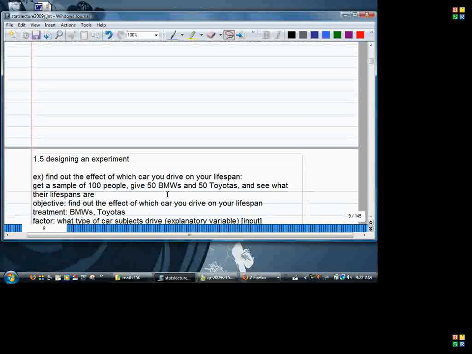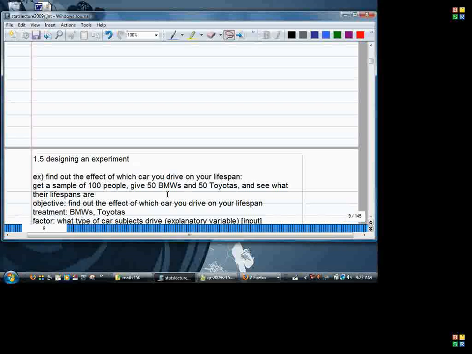Okay. So now I've talked about some new terminology. Factor. In this case, the factor is what type of car the subjects drive. A factor is really a general description of what the treatments are, whereas the treatment fills in the details of what they're actually doing. So when you said what car they drive, that's really what the factor is. That's the thing that you're going to manipulate, and you're going to manipulate it into what? To BMWs, Toyotas. Those are the treatments.